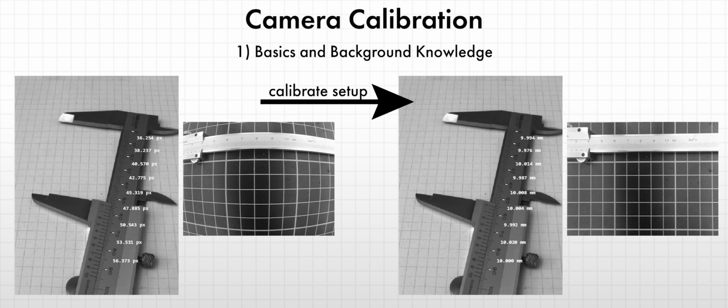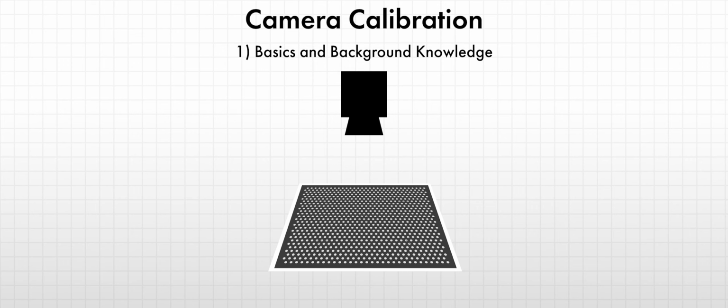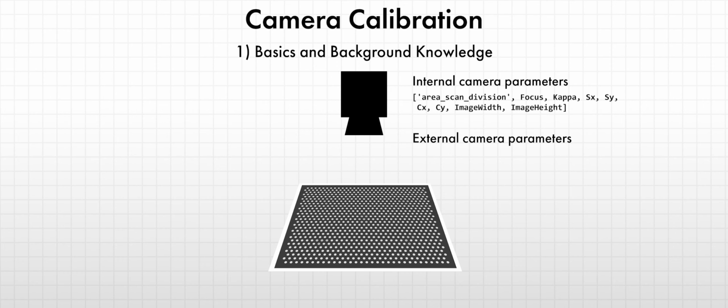To keep the video introductory, we assume that you want to calibrate a setup with one camera using an MVTec calibration plate. As a result of calibration, you get internal and external camera parameters. Internal camera parameters describe the camera-specific parameters. External camera parameters describe the position and orientation of the world coordinate system relative to the camera.